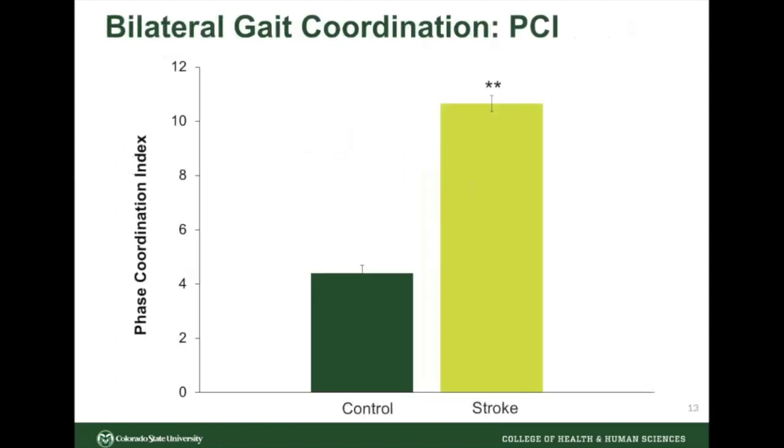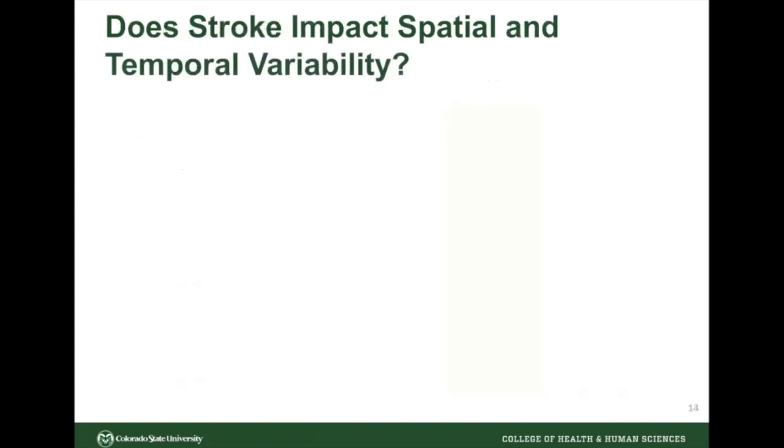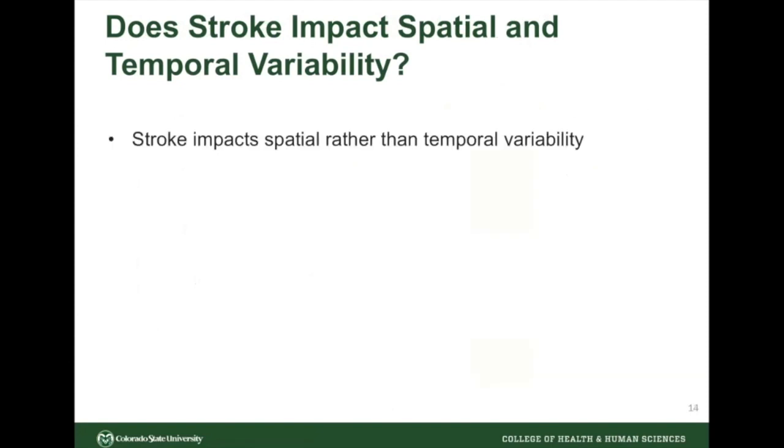For bilateral gait coordination measured with the phase coordination index, we found that people with stroke show a significantly higher PCI value compared to controls. This signifies that stroke survivors have reduced coordination of the lower extremity compared to healthy individuals. The first question we aimed to answer with our study was, does stroke impact spatial and temporal gait variability? Our results revealed that stroke predominantly impacts spatial rather than temporal gait variability.